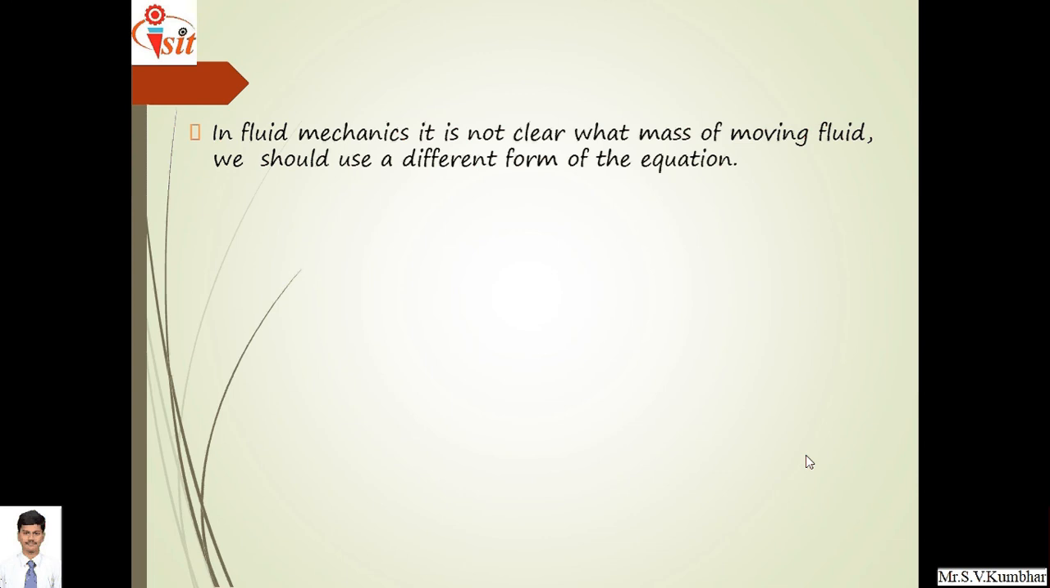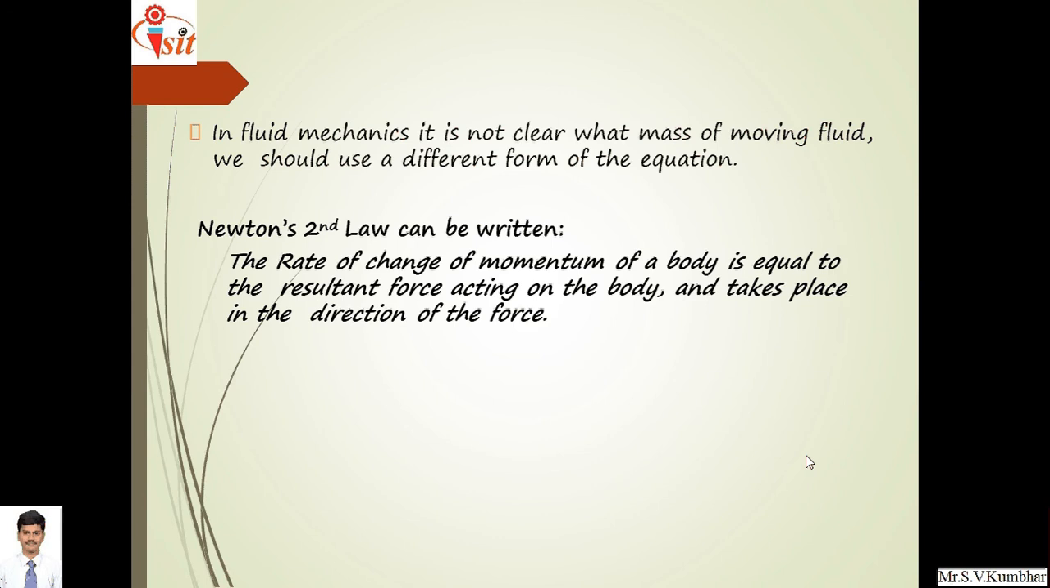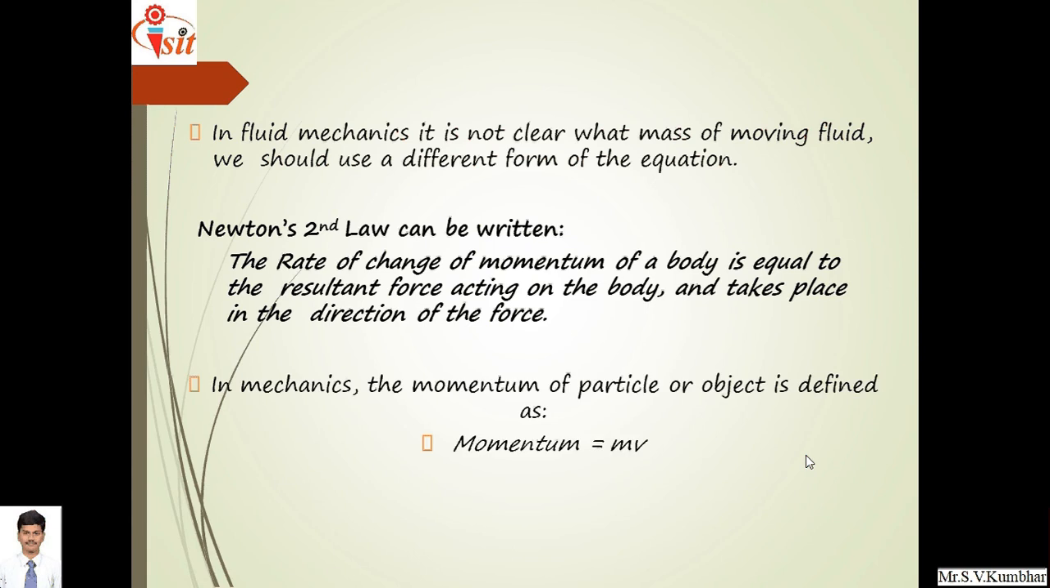Now, in fluid mechanics, it is not clear what mass of fluid we should use, so we use a different form of equation. Meaning, which force is responsible for the motion: whether gravitational force, pressure force, or force due to viscosity. That's why here Newton's second law of motion can be written as: the rate of change of momentum of a body is equal to the resultant force acting on the body and takes place in the direction of the force. So F is nothing but the summation of all forces, right? And momentum is equal to mv.